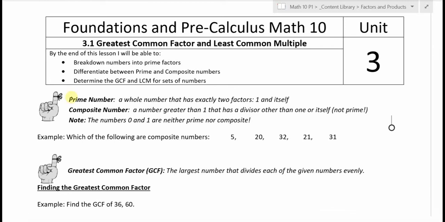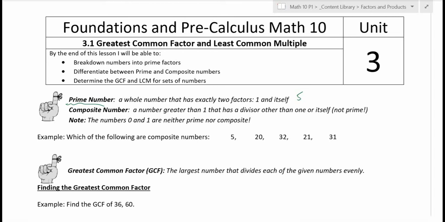First, prime number. So if you recall, a prime number is a whole number that has exactly two factors, namely 1 and itself. So for example, the number 5 would be a prime number because it has two factors, one being 1 and the other one is 5. Recall, a factor is a number that could be divided evenly. So that's what a factor is, okay?